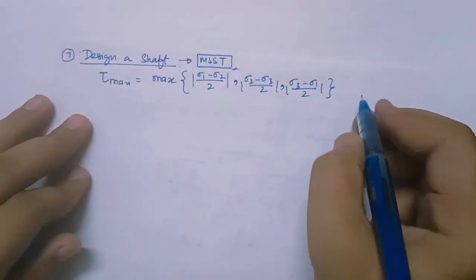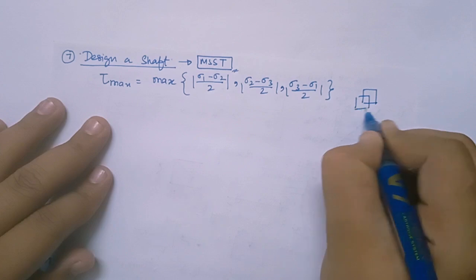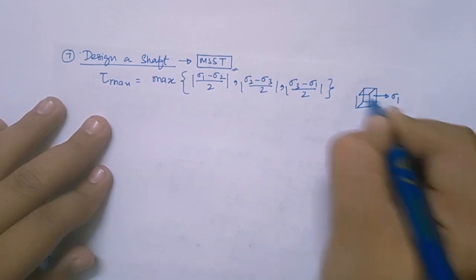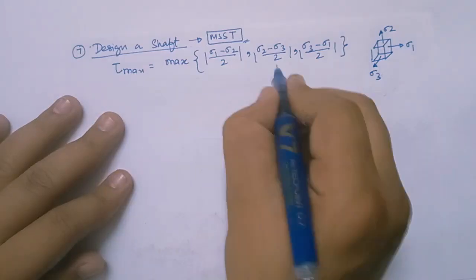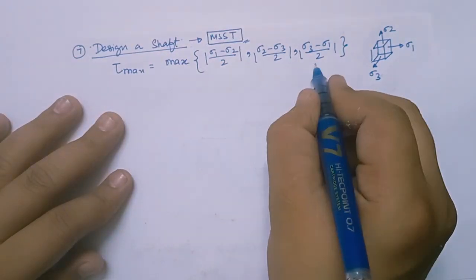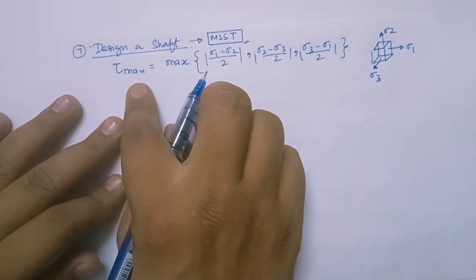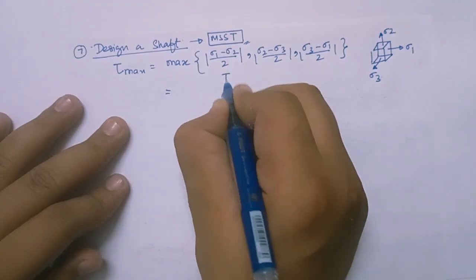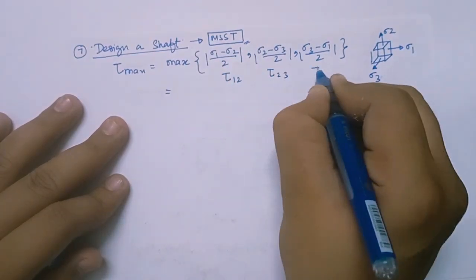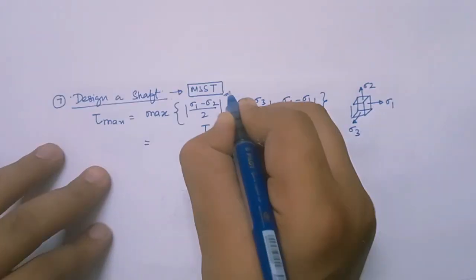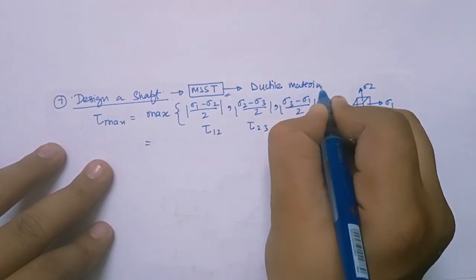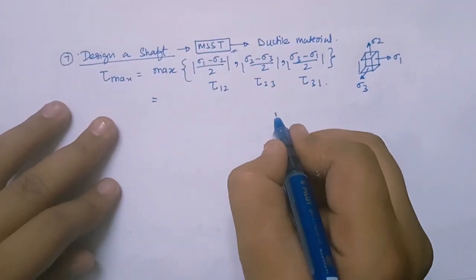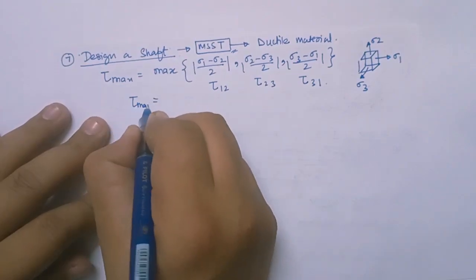So as we know, this is sigma 1, this is sigma 2, and this is sigma 3. Just I'm using that, right? So these all are the conditions for maximum shear stress. From here you can calculate tau 12, tau 23, tau 31. And MSST is used for ductile material. Clear? From here you can calculate your tau max.